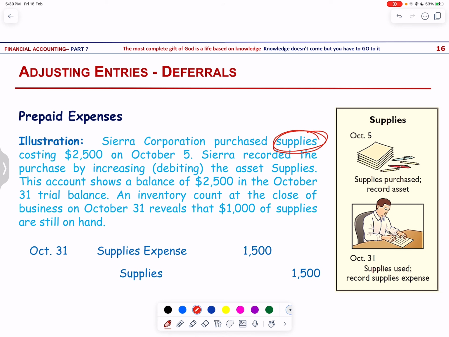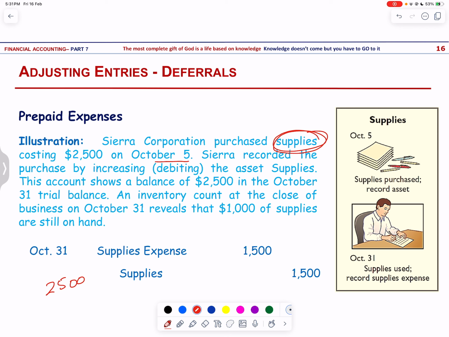Throughout the period, the company uses these supplies without immediately expensing them. At the period's end, the company checks the remaining supplies. The difference between the initial supplies balance and the actual cost shows the supplies used as an expense during this period. In the trial balance just now, we saw that the supplies was 2,500. This was the initial supplies balance.